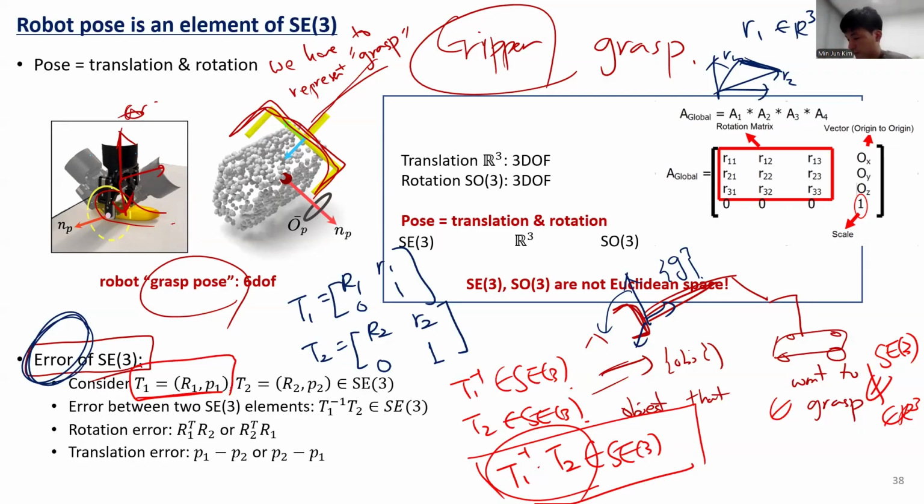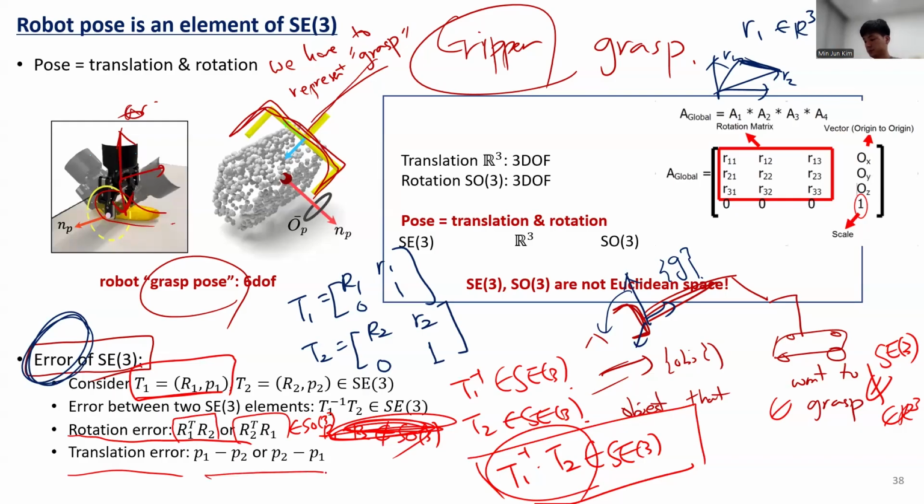Similarly, for rotation errors, you should not do R1 minus R2 because it does not belong to rotation matrices. Instead, you have to do R1 transpose R2, which is R1 inverse R2, or R2 transpose R1. Then this is a rotation matrix. Translation is easy. It's in Euclidean space, so you can just subtract two vectors. But for rotation and transformation, you have to be careful.